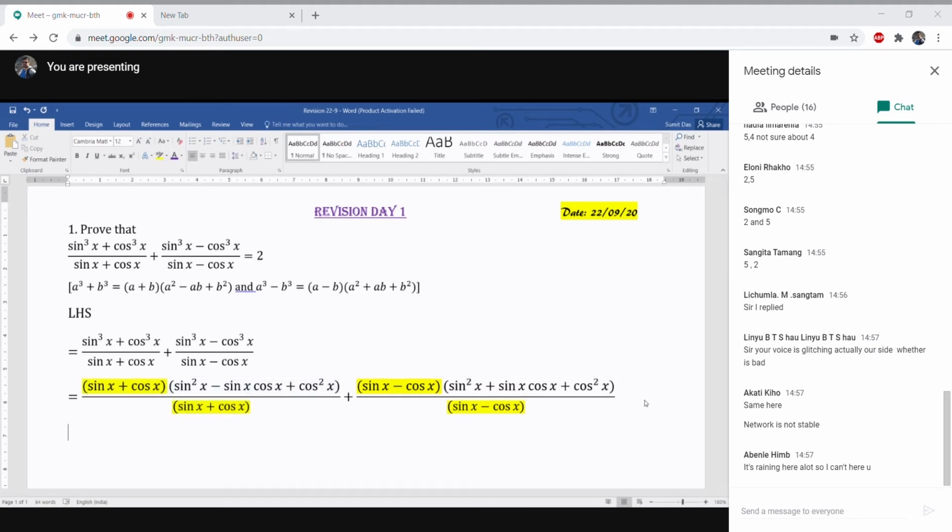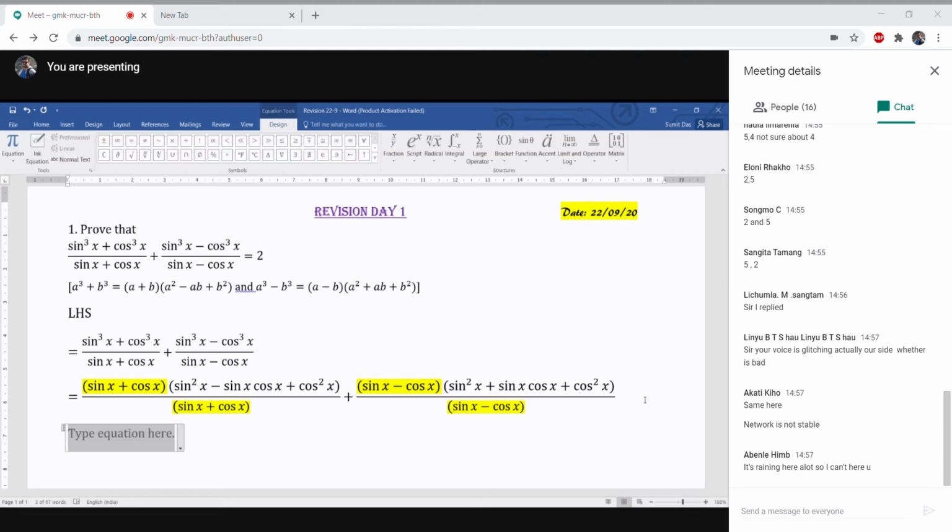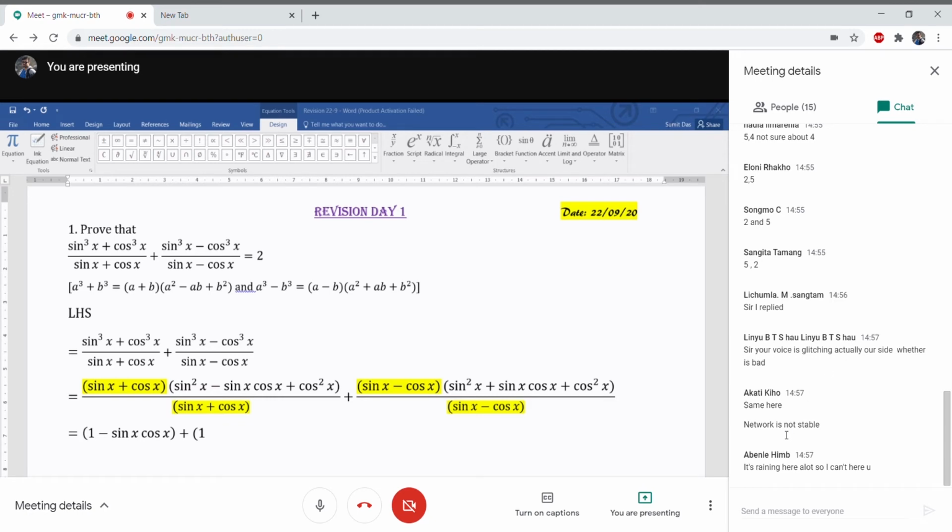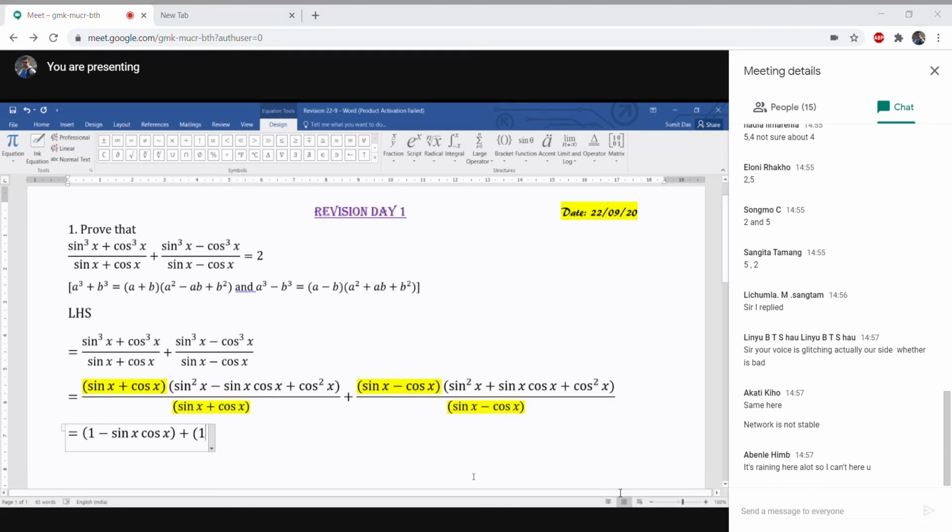So what will be on the next line? I will write inside the bracket 1 minus sin x cos x. Let me know why. I'm writing something here, and you have to answer me in the comment box why I'm writing this, or how I can write this.